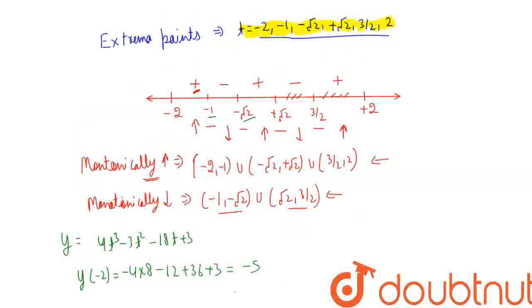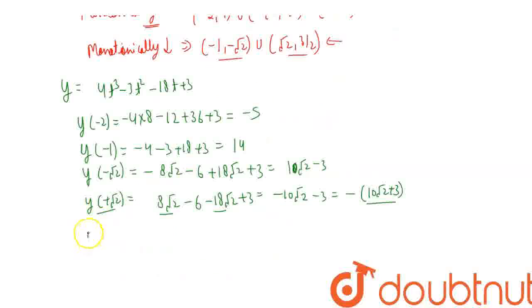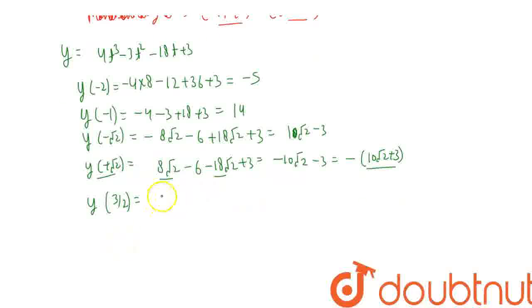Now the next point is the plus 3/2. So here we have the next extrema point as the plus 3 by 2. So we are going to find the y of 3 by 2. For that we have 4 into the cube of 3, which is 27, divided by the cube of 2, which is 8, minus 3 into the square of 3, which is 9, divided by the square of 2, which is 4, minus 18 times of 3 by 2, plus 3, like this.